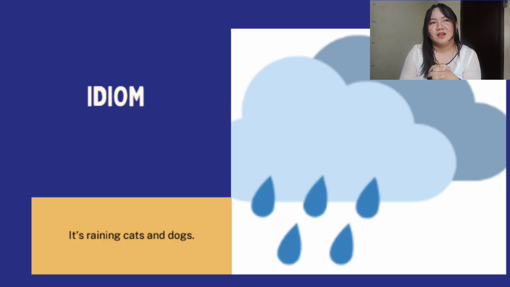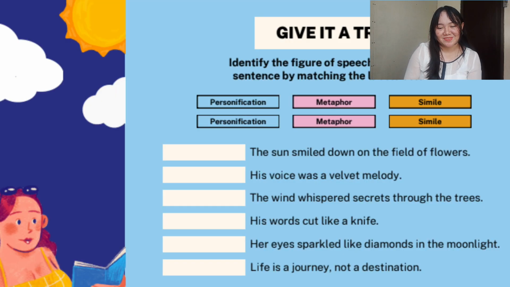Okay, so what are the 6 figurative language? Simile, metaphor, hyperbole, personification, alliteration, and idiom. Right, that's great. It's a great job. Now let's move on to the guessing game. Identify the figure of speech used in each sentence by matching the levels below. Go. You may answer it and give it a try.